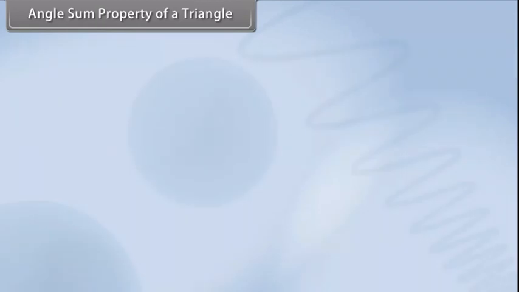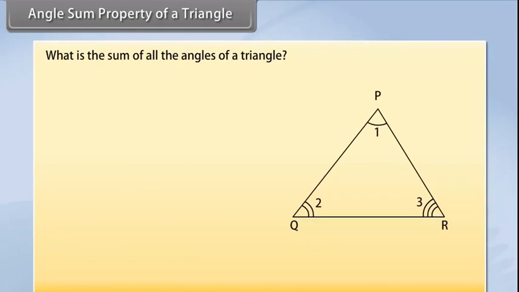Angle sum property of a triangle. Can you tell what is the sum of all the angles of a triangle? Yes, you are right. The sum of all the angles of a triangle is 180 degree. Let us prove this statement using the axioms and theorems related to parallel lines. Property is, the sum of the angles of a triangle is 180 degree.